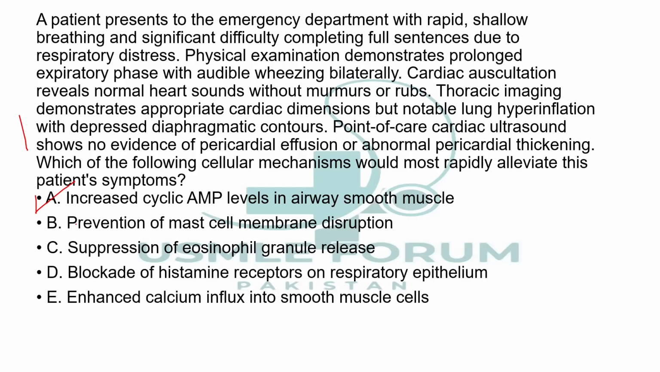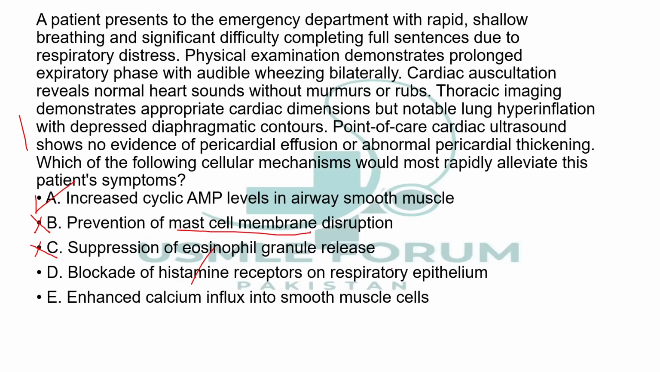Prevention of mast cell membrane disruption. This is not the mechanism of action of bronchodilators. This is mostly the mechanism of action of mast cell stabilizers, cromolyn sodium, that you have to know. Suppression of eosinophil granule release. This is the same thing as the mast cell membrane stabilization. You don't have to know the mechanism of action of that, but just know that cromolyn sodium is a mast cell stabilizer.